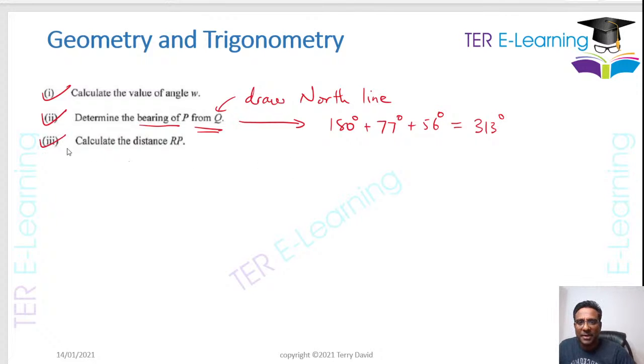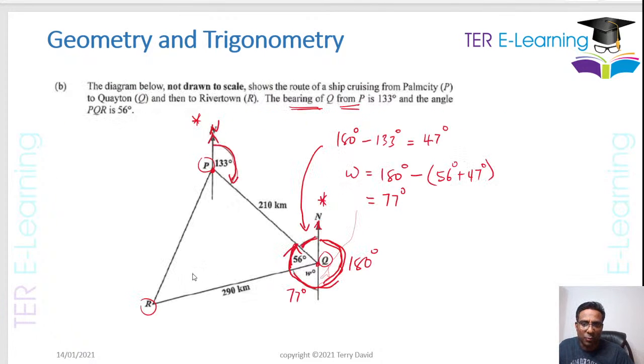So let's work the third part now. They want the distance RP. So let's go back to this diagram here, and where is RP? RP is this distance here. This is what they want us to work out. Now, whenever you get a bearing question, most of the times what they expect you to use is either the sine rule or the cosine rule in order to solve one of these questions.